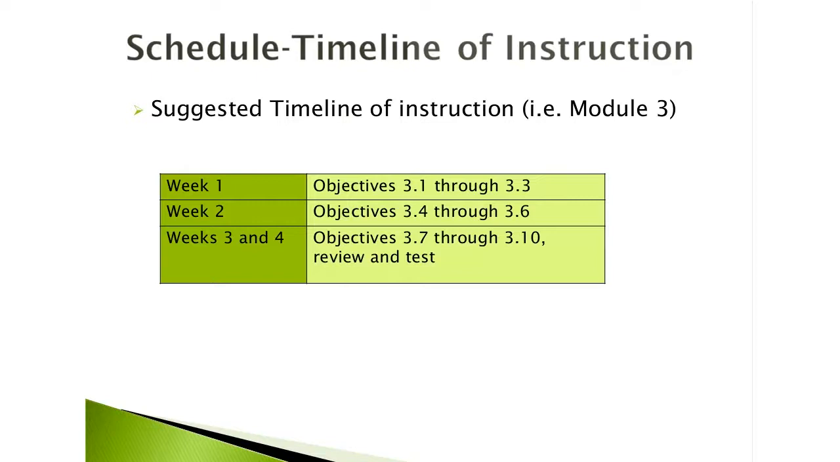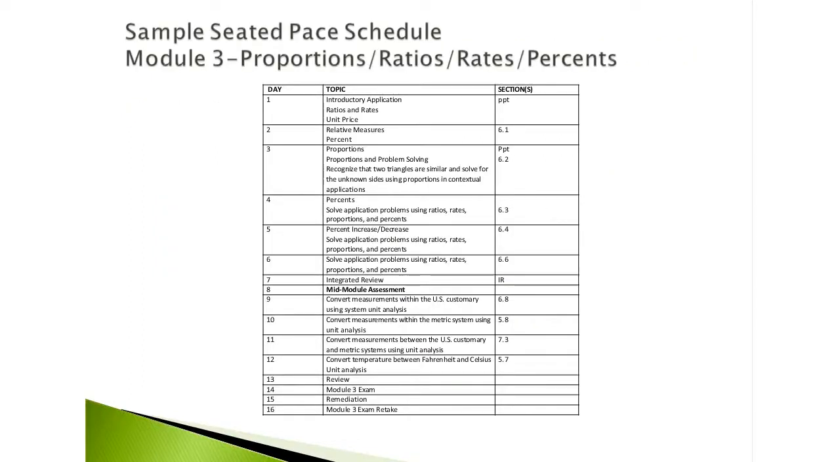So this timeline of instruction is something that instructors need to invest a considerable amount of time in. As a part of the document that was referred to earlier, there's a suggested timeline, and for example, you can see what's in that document for Module 3. So just a general guideline for the objectives within each. But here's a specific example of a seated pace schedule for Module 3.